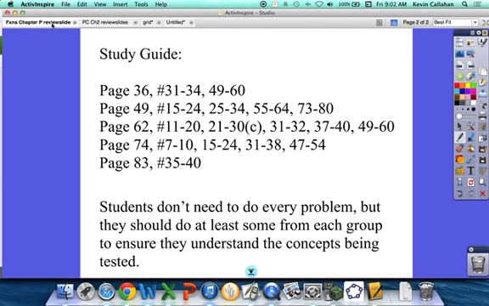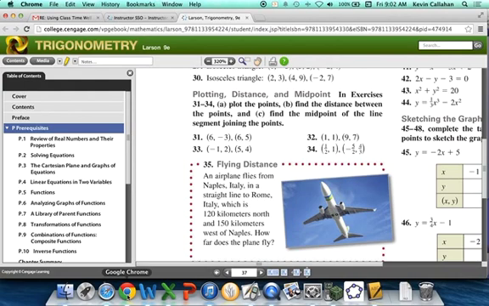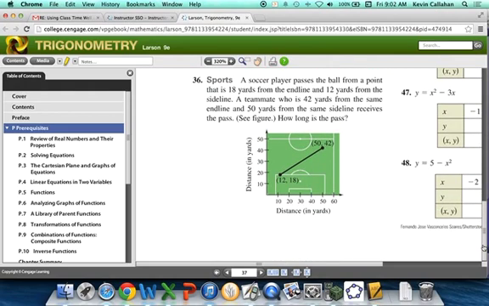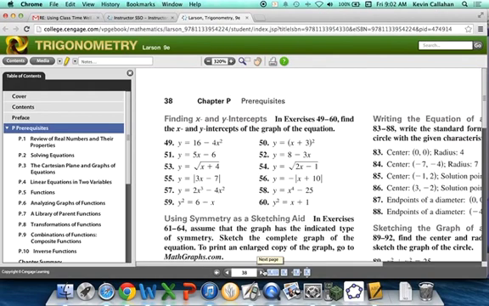The 49 to 60 on the same section. Not on that page. Find the x and y intercepts of a graph, like we just did in the quiz, right? So let's take one just for fun. I don't want to do one that's too bad, but how about we'll just do 49. Y equals 16 minus 4x squared.